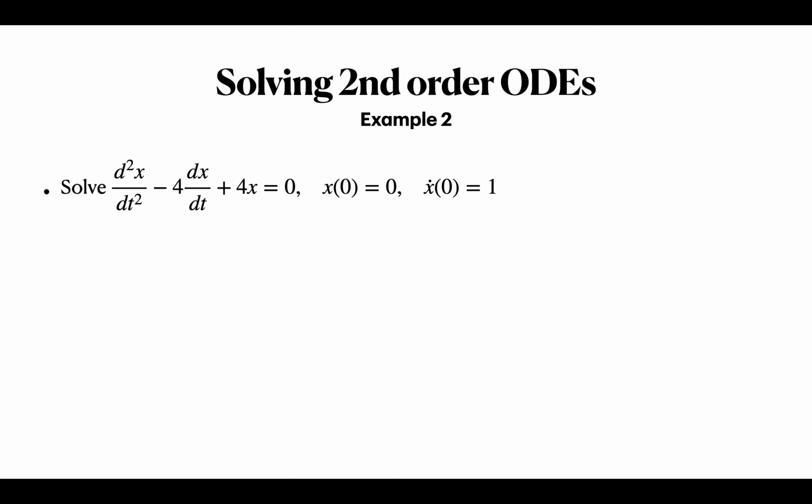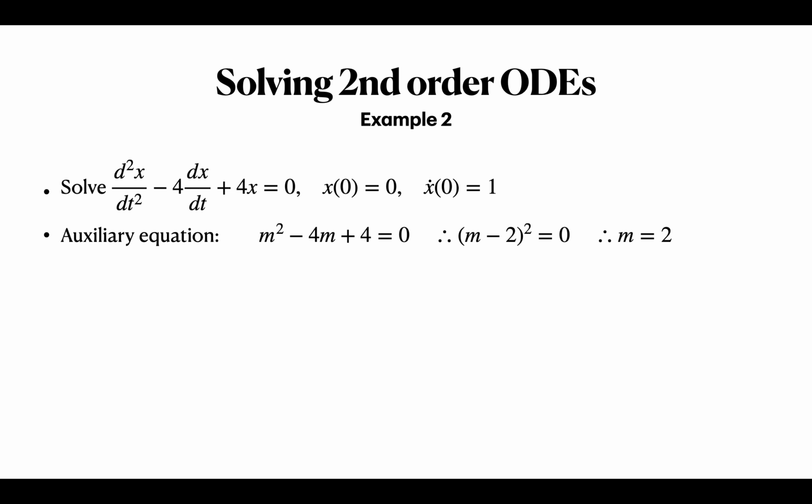So what you do here, guys, is you can forget about the substitution, just write down the auxiliary equation straight away. You'll have m squared minus 4m plus 4 is equal to 0. You can factor that, that's (m minus 2) squared, so you just get m is equal to 2. There's only one solution for m here. So then your solution must be x is equal to c1 exponential 2t plus c2 t exponential 2t.